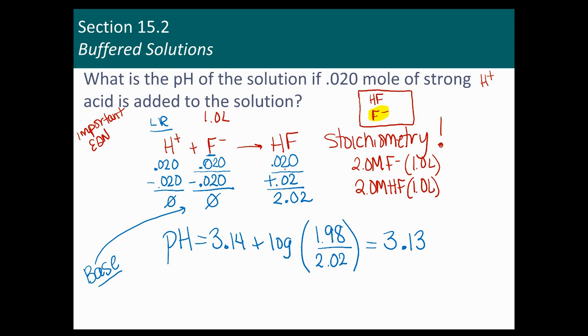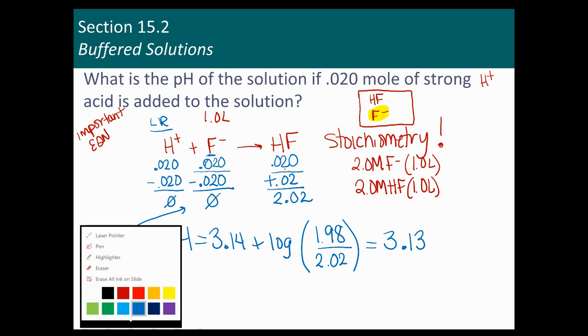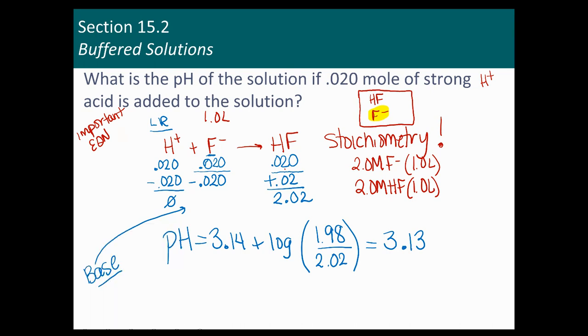That's not helpful. So what's really important in buffers is to make sure that we start off with a high number of moles of weak acid and conjugate base. That's going to help. And we'll talk about that more in the next section.